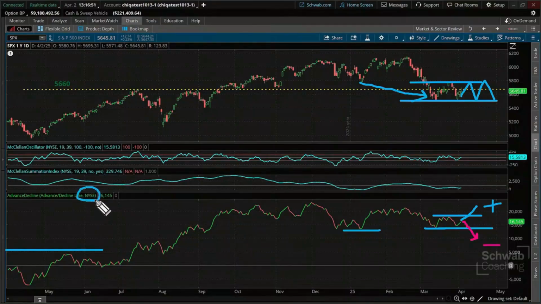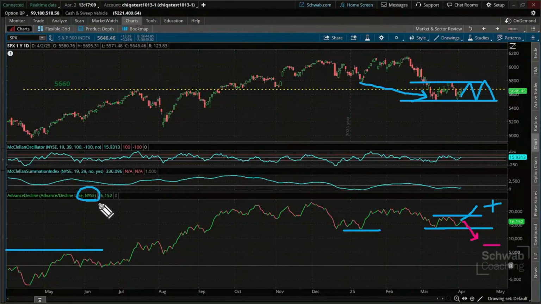Now, the NYSE is a bigger index. We've talked about that before. But the advanced decline line, as we're looking at this on the NYSE, tracks the difference between the number of advancing stocks, like we said, those rising in price, versus those declining or falling in price on every day.